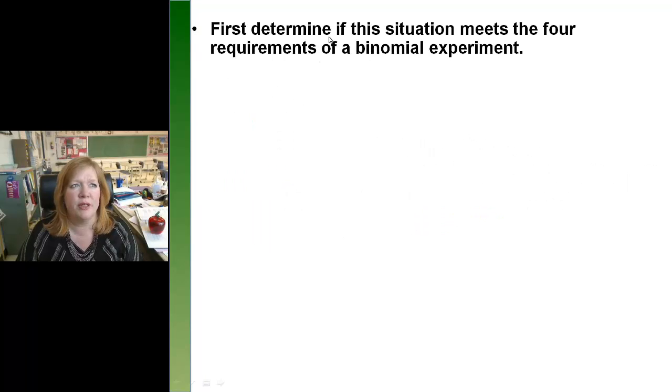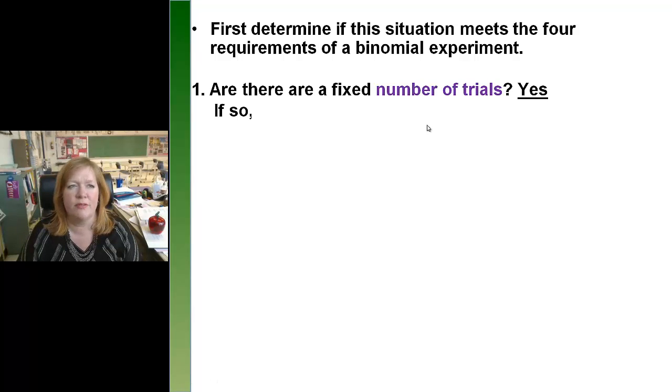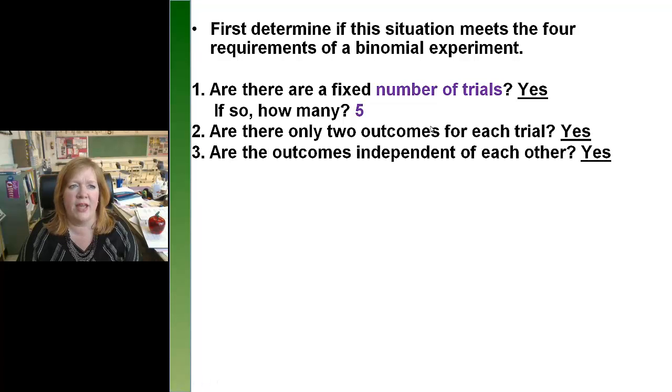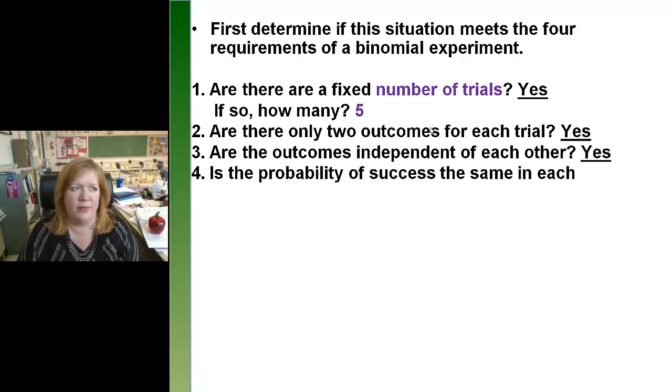So first determine if this situation meets the 4 requirements of a binomial experiment. Number 1, there's a fixed number of trials. 5. Are there 2 outcomes for each? Yes. Are the outcomes independent? Yes. Is the probability of success the same in each case? Yes. That's the 30%.